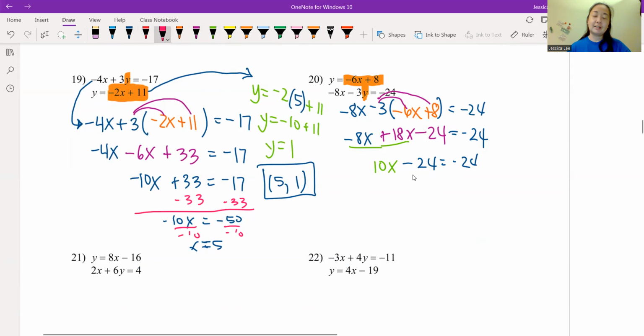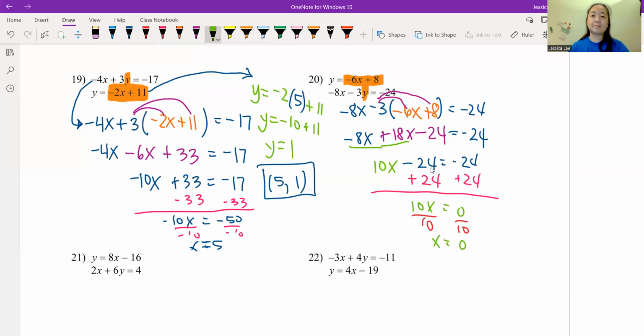Ooh, it's getting interesting. So minus 24, again, two-step equation. We're just going to add 24 to both sides. What do we get? 10x is equal to 0. Well, what's x equal to then? Divide by 10. Algebraically, that's what we would do. And we would say x is equal to 0.